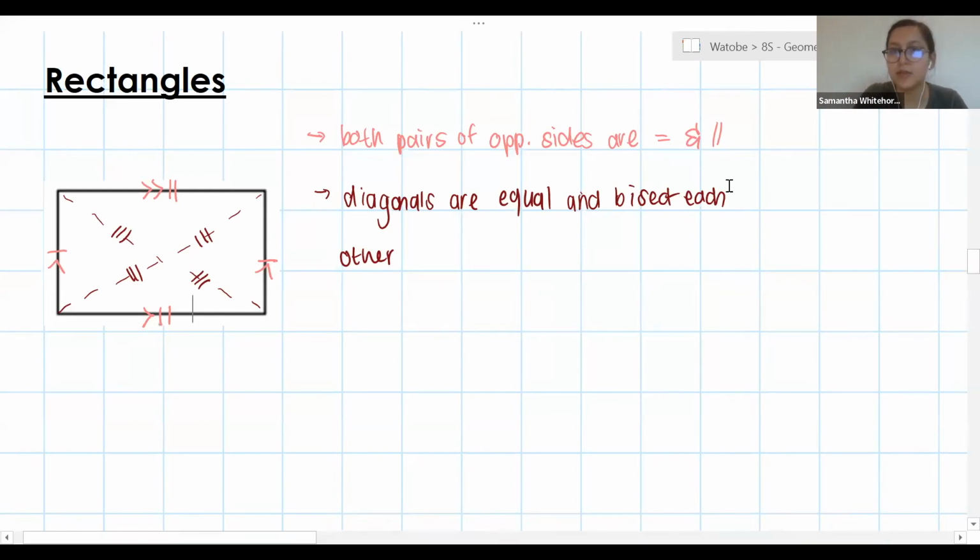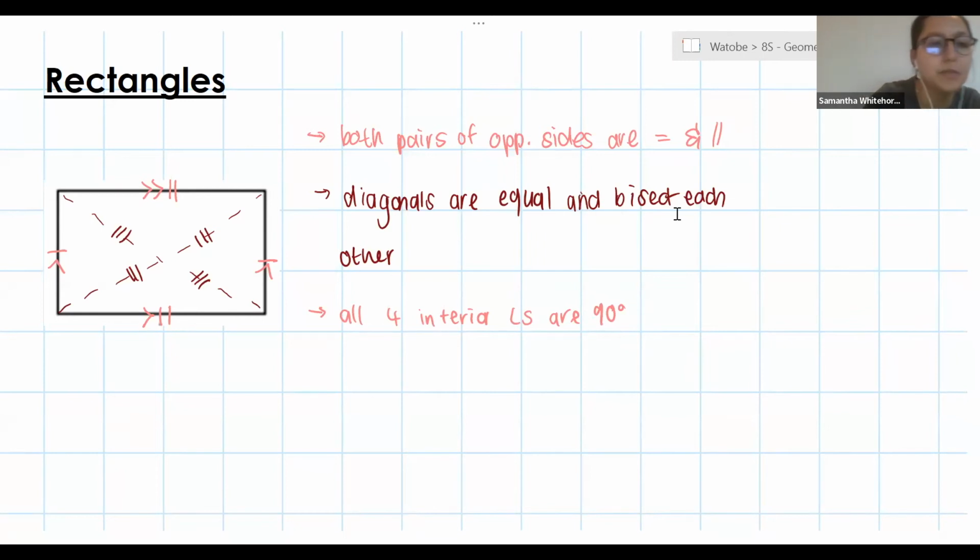Alrighty, therefore, have you got something else for me? Ma'am, corner angles are equal in 90 degrees. Good, nice. Okay, so all 4 interior angles are 90 degrees. Right, now guys, remember we can represent that using our little square symbol. So we just draw our little square in all of the interior angles to show that they are 90 degrees.